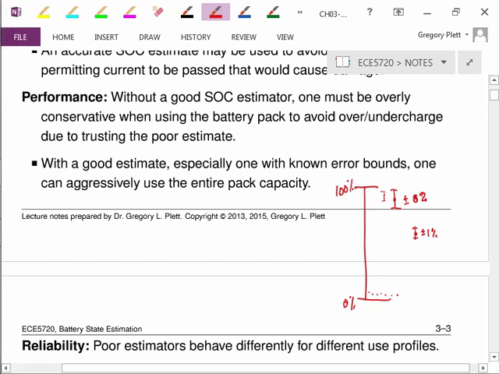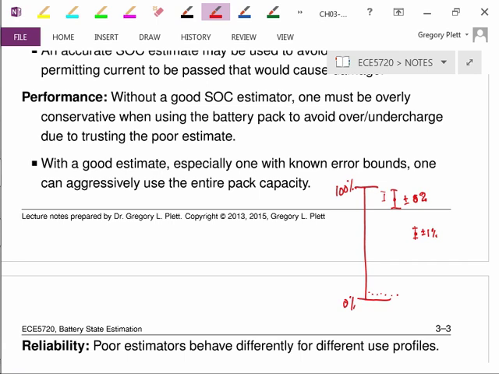10% of thousands of dollars is hundreds of dollars. So if I'm wasting 10% of the capacity of something that costs thousands of dollars, I'm actually wasting hundreds of dollars. And that can be a differentiator, at least a profit margin differentiator or maybe even a sales differentiator between one product and another product. So that's pretty important. So if I have a good estimate, one that I know is good because it has known error bounds, then I can aggressively use the pack capacity.